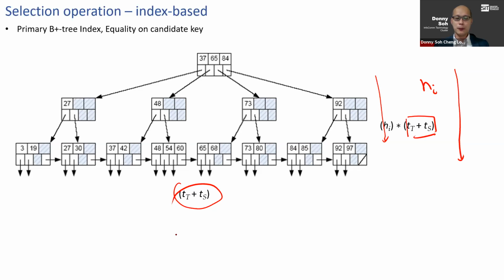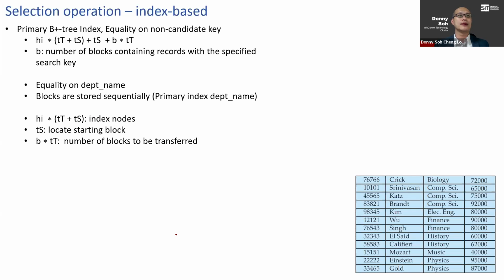If we look at the next case, we will have other things, such as equality on non-candidate keys, and the cost of that will be different. I don't think I want to go into that this evening. I think this is a good place to stop. Next Thursday, I will do a recap on this again, and I'll also find out what I missed out in the example. Thank you for your patience.